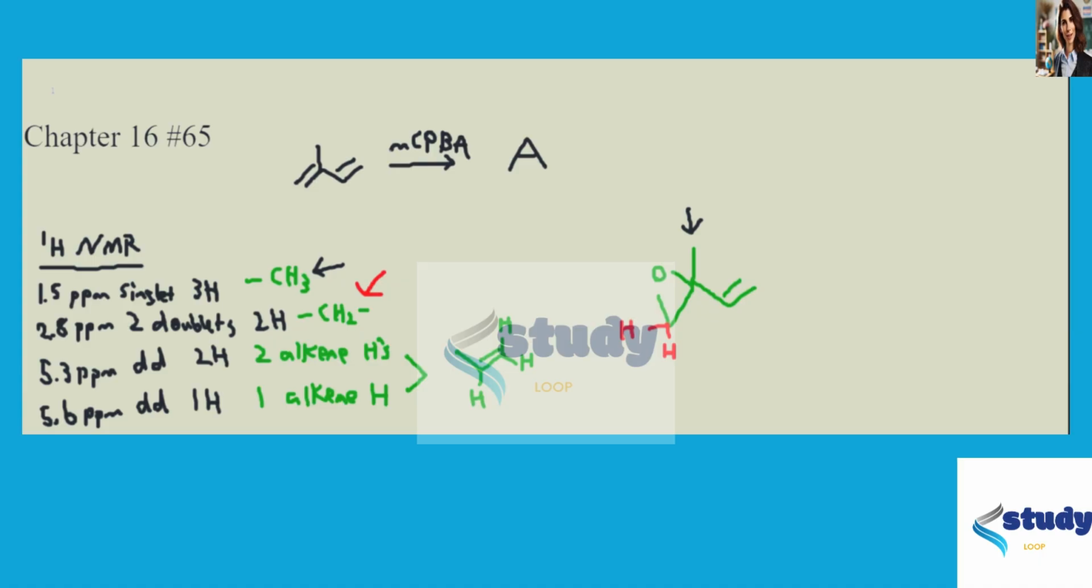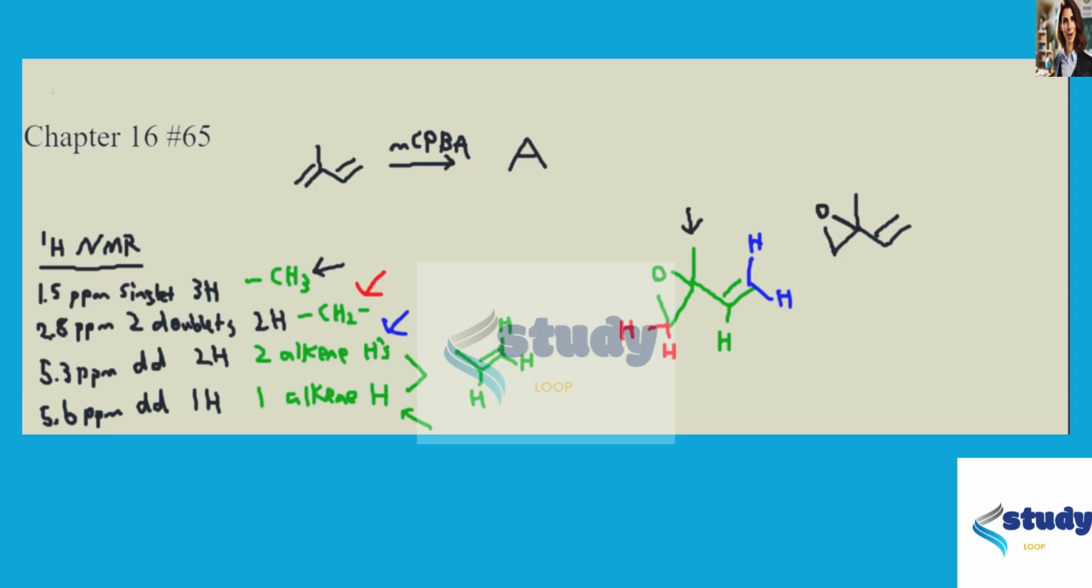And then again, the alkene protons. So this first signal that I'm blue arrowing is going to be these 2 protons. And then the last signal, I'll do a green arrow. That's going to be this proton. And so that does make sense. And I think that this is the right answer. So I'll redraw it. So this is going to be our product.